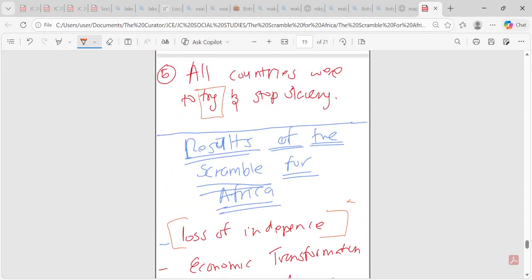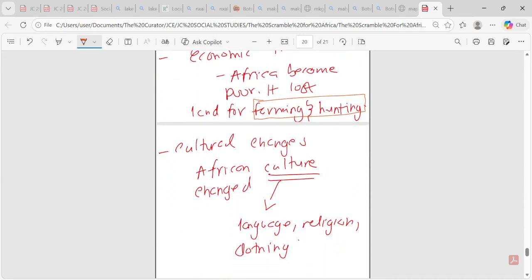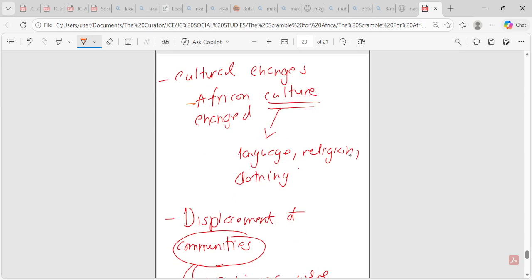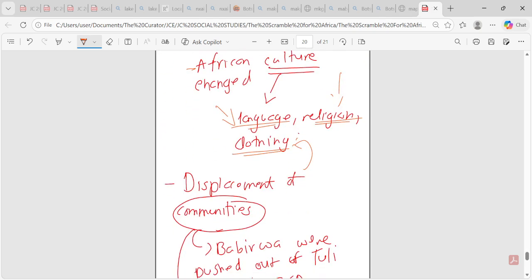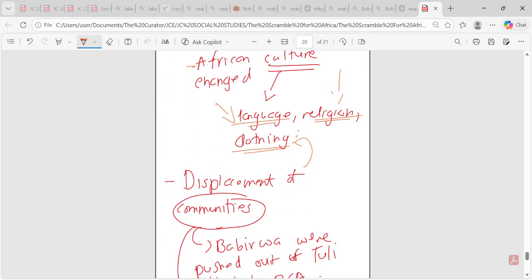The other result of the scramble was cultural changes. African culture changed in terms of language, in terms of religion, in terms of clothing. More and more, people adopted the European culture in the way they prayed, in the way they worshipped, in the way they spoke, in the way they dressed. So that's another result of the Scramble for Africa.